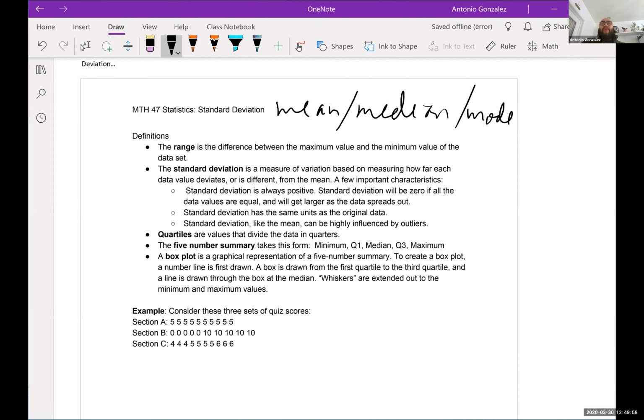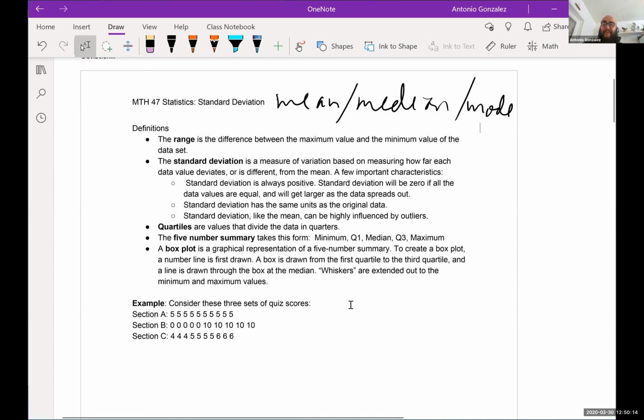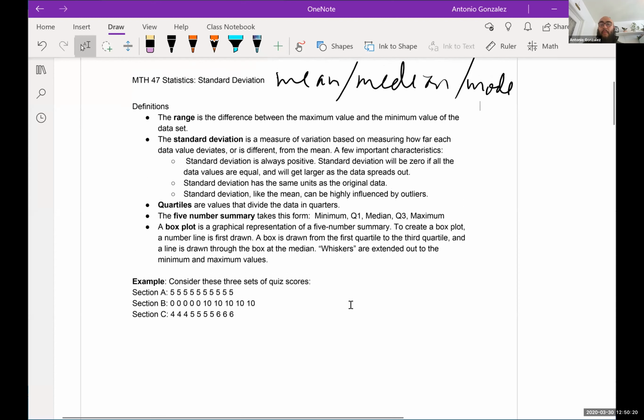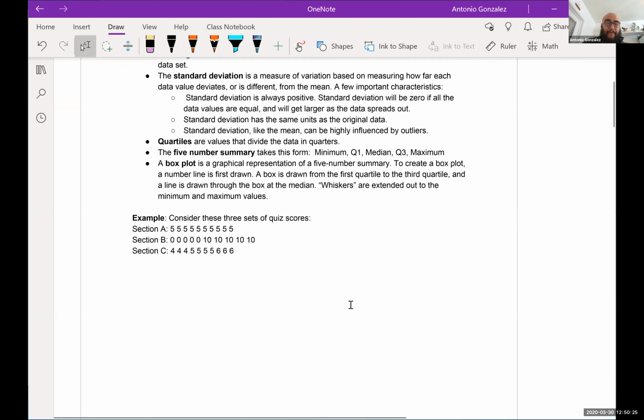So those were numerical representations, and those seem like good ways to describe the data, but in some cases, they're not enough, right? They don't really tell the whole story. So we have a few definitions here, but I'm going to refer to them as we work our way through. So why do we need more than just the mean, median, and mode? Well, let's take a look at this example here. It says, consider these 3 sets of quiz scores, right?